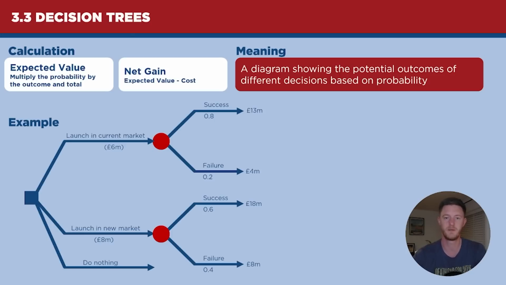So a decision tree looks a bit like this. So we've got the square represents a decision, so launching the current market or launching a new market. The current market costs 6 million, the new market costs 8 million, and then we've got a chance of success.